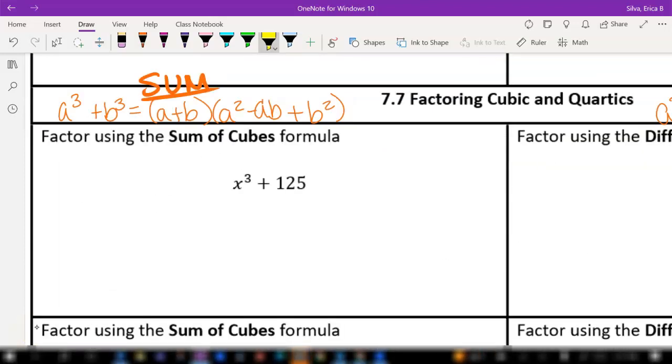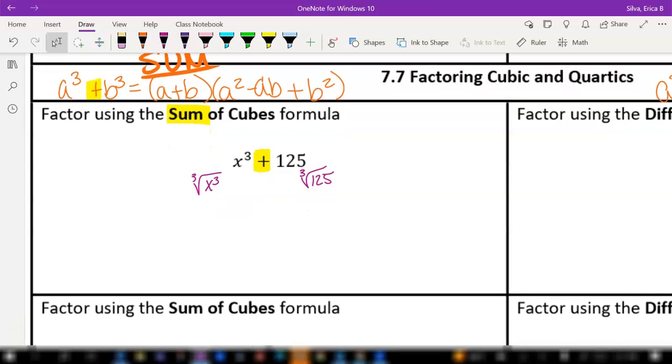Okay, so for our first problem, we have the sum of cubes. So we have a plus sign in between, so we know we need to use the sum. When you have the sum of cubes, you want to do the cubed root of x cubed, and then the cubed root of the second term, which is 125. We don't worry about the plus sign because it's taken care of in our formula. So a is going to be x, and b is 5. Because we have a squared and b squared in the equation, we're going to square them also. So this will be x squared, and this is 5 squared, which gives us 25.